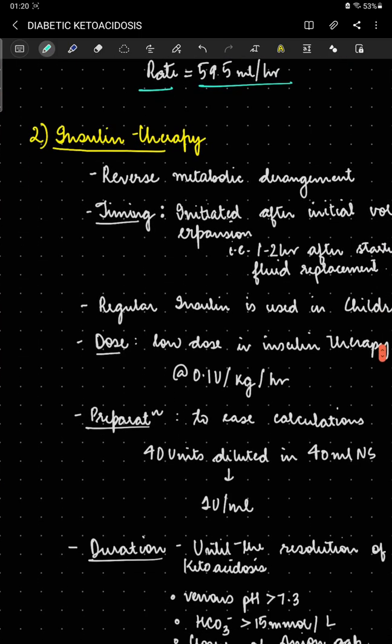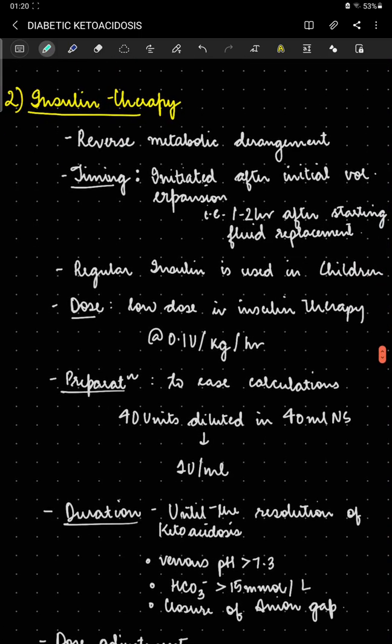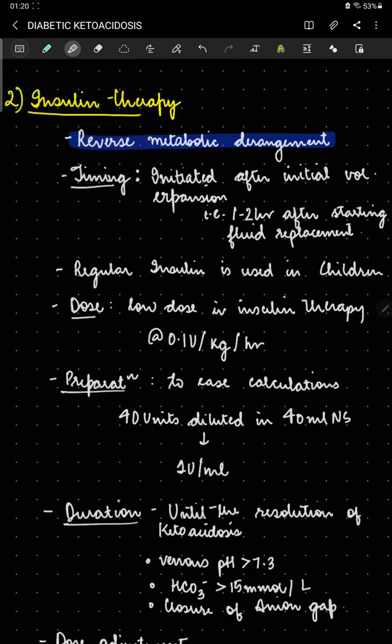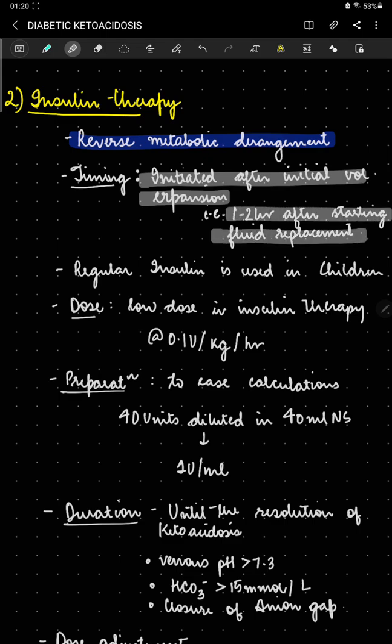Now after the fluid resuscitation comes the basic insulin therapy. This insulin administration is the one that reverses the metabolic derangements. Now many people are confused about when to start the insulin therapy. Usually insulin therapy should be initiated after the volume expansion, that is, as soon as you give fluid replacement, within 1 to 2 hours of starting this replacement, insulin should be administered.